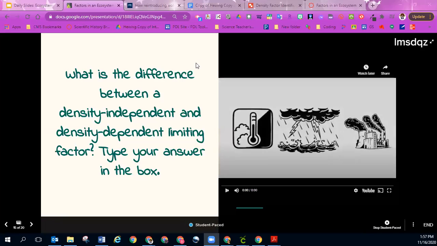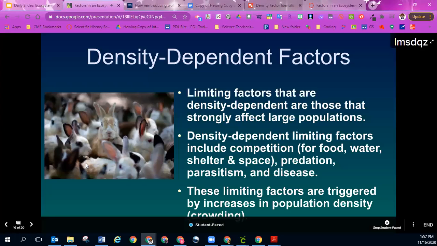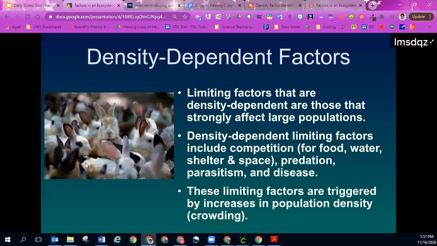Good job. So our density dependent factors usually affect one specific population of animals. They usually include competition, predation, parasitism, and disease. A lot of times they are specific bacteria, or it's an issue with not having enough space or food, that can cause a lot of issues.